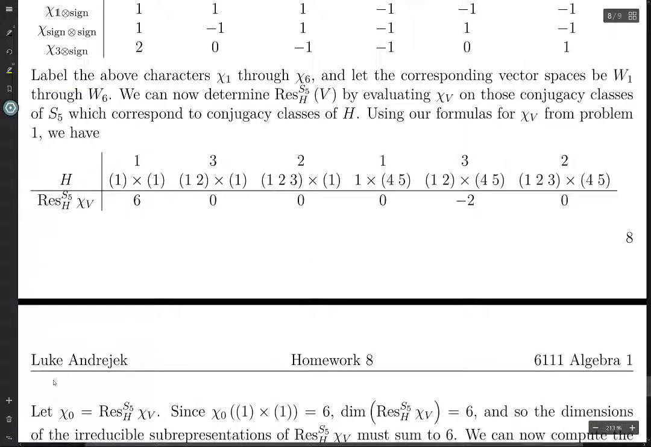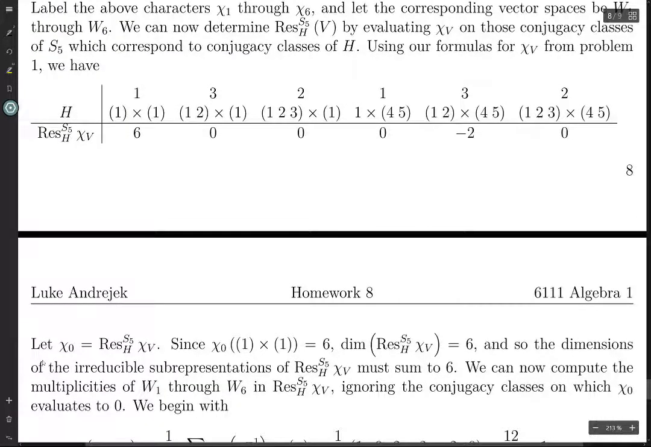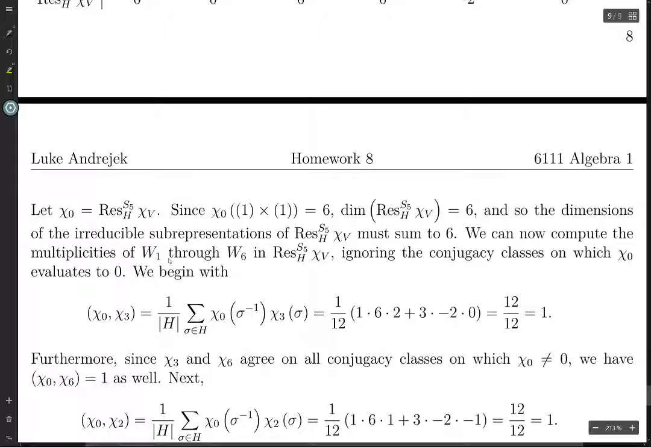So now we can just take inner products to figure out which ones of these are contained in this. Let's introduce some notation to make it easier to explain. Let chi0 be this restricted character. Evaluating it at the trivial element gives us 6, so its dimension is 6. So the dimensions of the irreducible subrepresentations must add up to 6. So now we need to compute the multiplicities of W1 through W6 in this restricted thing.